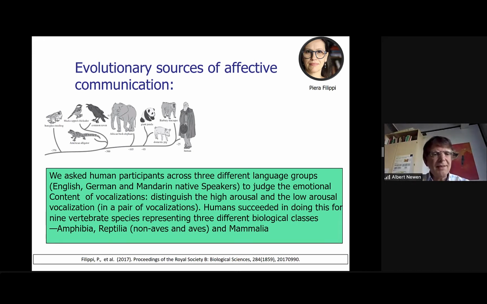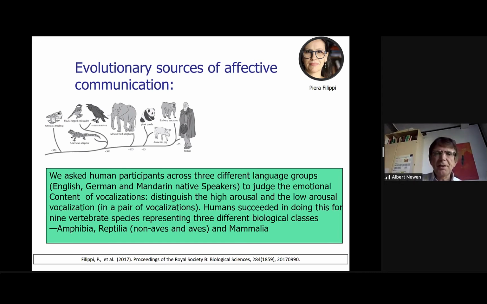Together we looked at 9 different species. We actually asked human participants across 3 different language groups, students who spoke as native language English, German, or Mandarin, and asked them to judge out of a pair of vocalizations from each species which one was the high arousal and which one was the low arousal vocalization. And humans succeeded in doing this for 9 vertebrate species representing 3 different biological classes: amphibia, reptilia, mammalia.